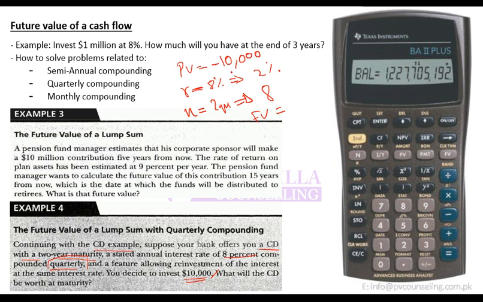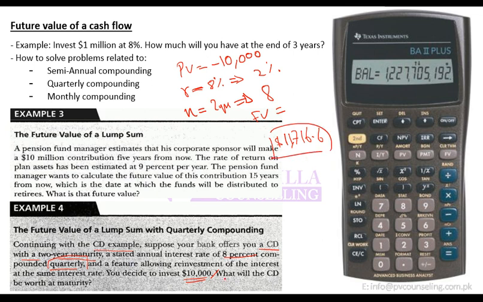FV is simply: you plug in minus 10,000, you plug in the number of periods as 8, plug in the rate as 2%, and compute. You get 11,716.6. So 11,716.6 is the future value.